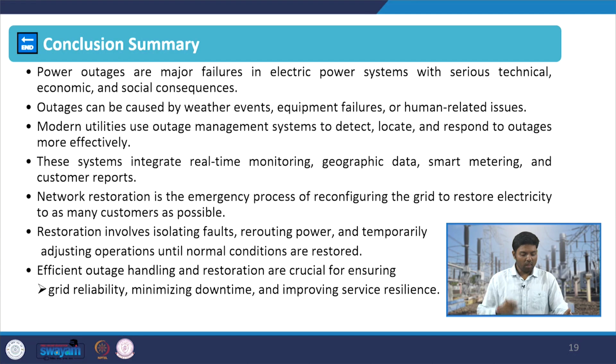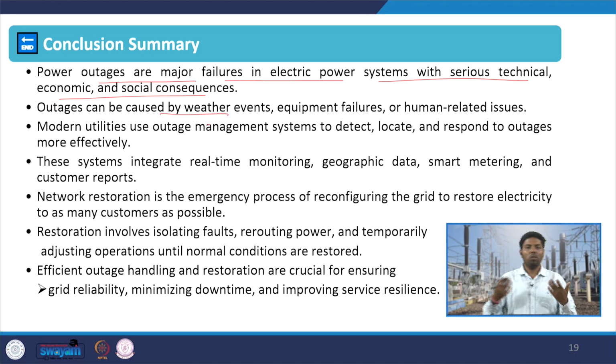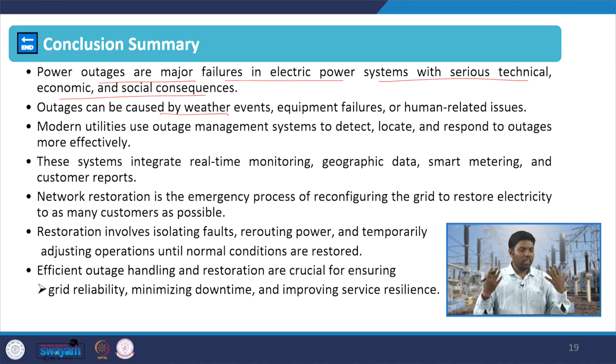Okay. So, what are the key takeaways from there? Power outages are major failures in electric power systems with serious technical, economic and social consequences. Outages can be caused by bad weather, equipment failure or human related failures. We have to detect, locate and identify the faulted section very fast, so that it can be isolated from the normal healthy supply, and that we do with smart metering, geographical information, the SCADA system, or direct feedback from our customers.